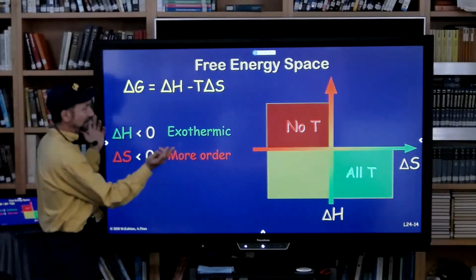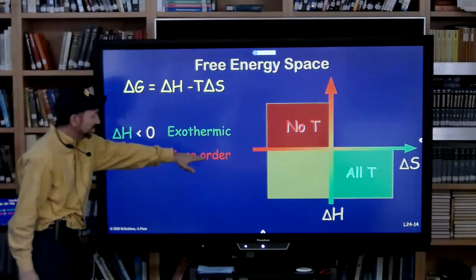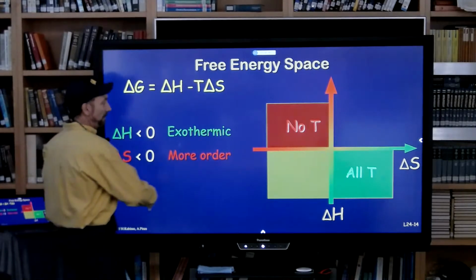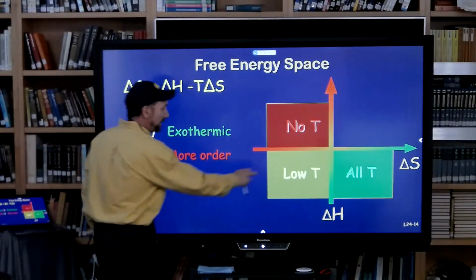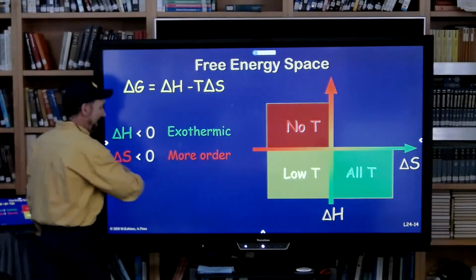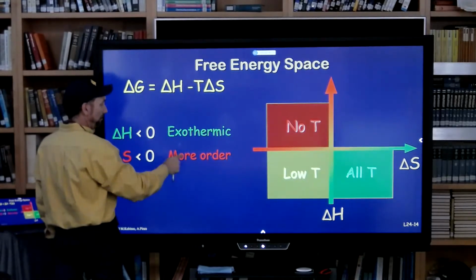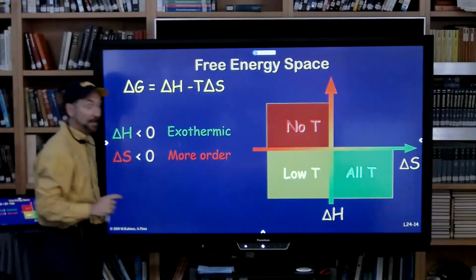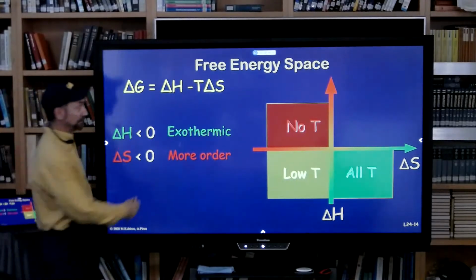And of course, there's the other combinations. If you're exothermic, that helps you, but increasing the order, decreasing the entropy of the system, well, if you have temperatures low enough, then this bad component that's making delta G more positive, if it's small enough, so T is small enough, then that reaction can still proceed just at low temperature.